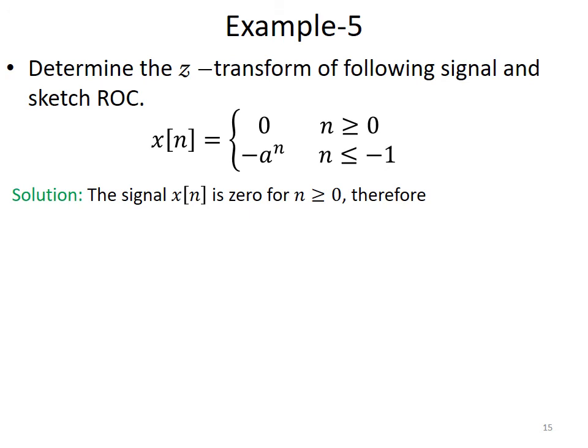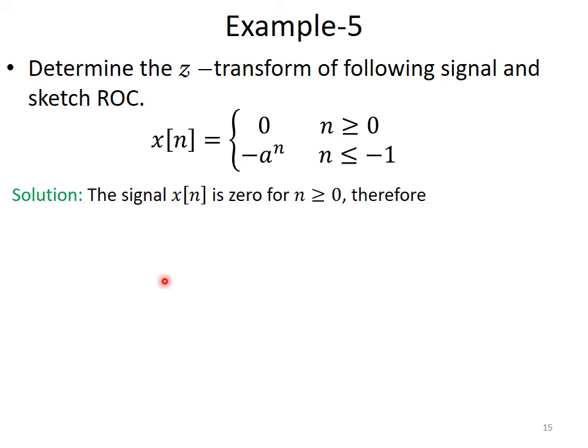In examples number 2, 3 and 4, we considered an infinite causal sequence that existed only for those values of n which are 0 or greater than 0. Now let us consider a non-causal sequence in which we have value 0 for n equal to or greater than 0, and it is non-zero when n is less than 0. So the signal x of n in this case is 0 for n greater than or equal to 0.